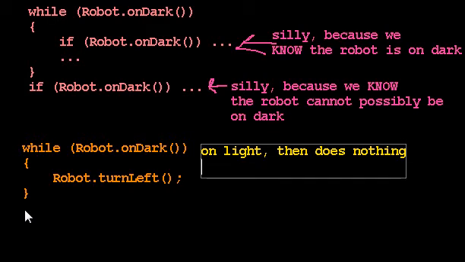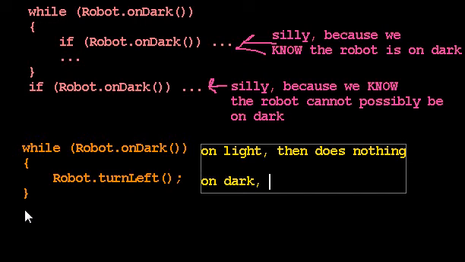Does nothing. Okay. If the robot is on dark, and I think that actually serves to remind us that just because we write a loop that something's going to happen repeatedly, it's possible it doesn't even happen the first time, right? If the loop condition is false at the beginning, we never enter the loop, the body of the loop does not execute even once. Now suppose the robot actually is on a dark square. Now what happens? Well, we're on dark, so the robot will turn left.